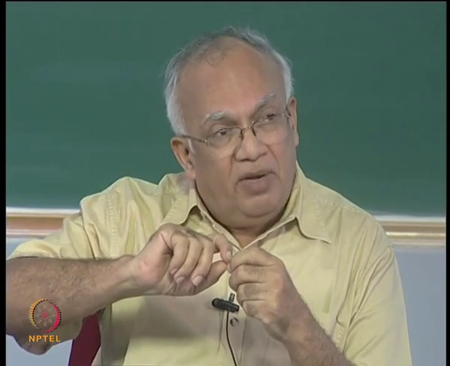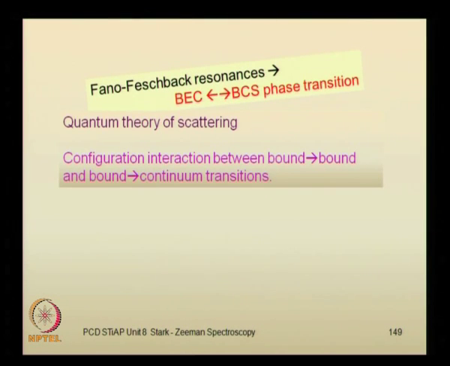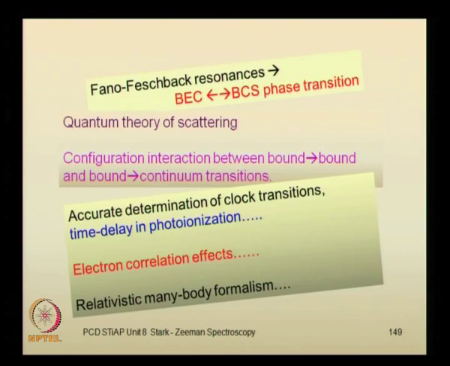The time delay between the 2p and the 2s is also determined by these correlation effects, and to study them you need very sophisticated tools. You need relativistic many-body formalism. And if you are looking at BEC to BCS transitions affected by magnetic field controlled Fano-Feshbach resonances, you need to study quantum collision theory. Actually, it is a parameter called the scattering length in quantum collision theory, which is controlled by magnetic fields to bring about these transitions. You also need to study electron correlation effects, relativistic many-body theory and so on. That is a subject for a different course, and we pretty much conclude this course here. If there are any questions, I will be happy to take them.